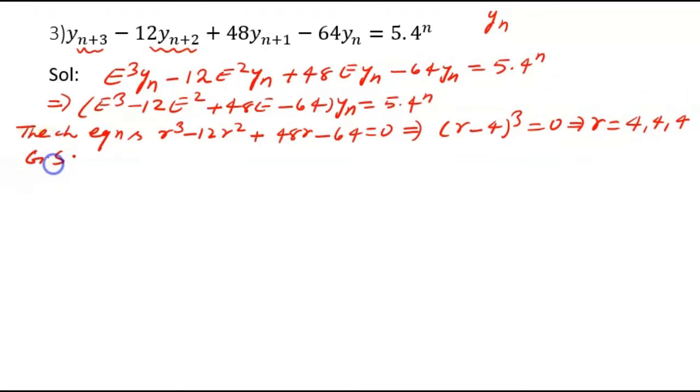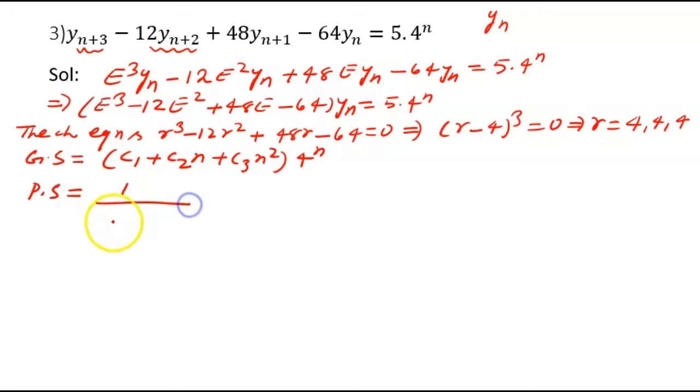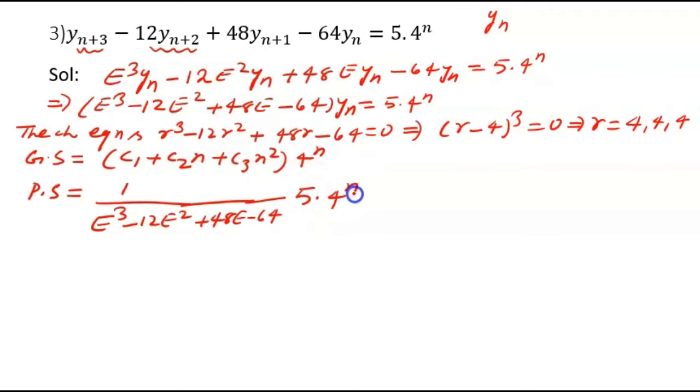So what will be the general solution? I hope you have seen that video earlier where I discussed this: the general solution will be (c1 plus c2 n plus c3 n square) 4 to the power n. So that is the general solution. But the next part is that we have to find the particular solution. So how do you find the particular solution? You take 1 by f(E), so that is 1 by (E cube minus 12E square plus 48E minus 64), and you need to operate that on 5 into 4 to the power n.